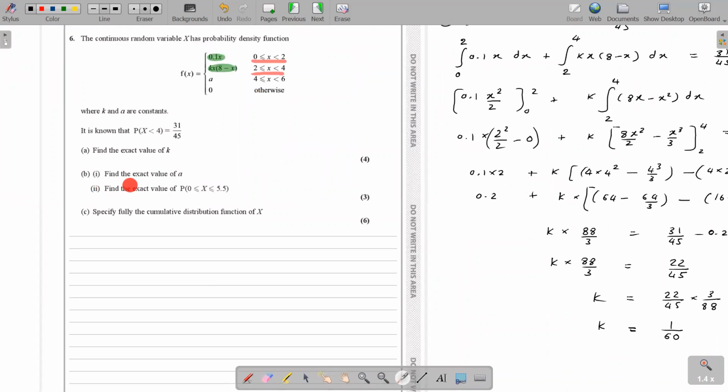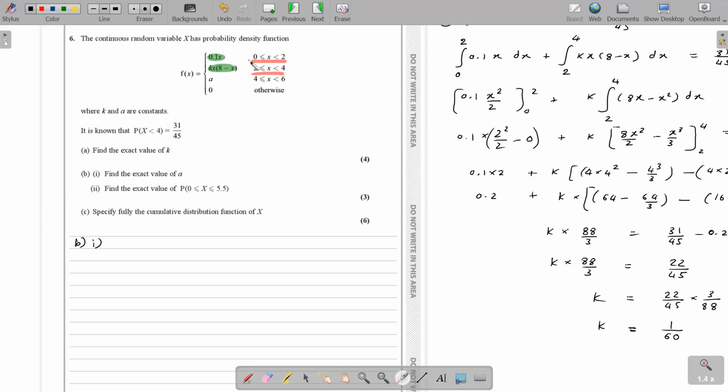All right. Okay, so moving on to the next part, part B. Part B, Roman numeral 1, find the exact value of A. So how do we find the exact value of A? You can see here, this is where I have A. So I need to get the value of this. One technique of doing this would be, we know that the total area under the graph must be 1, right? Here I have the area, probability x less than 4 is 31 over 45. So I think we can easily get the area between 4 to 6, right?